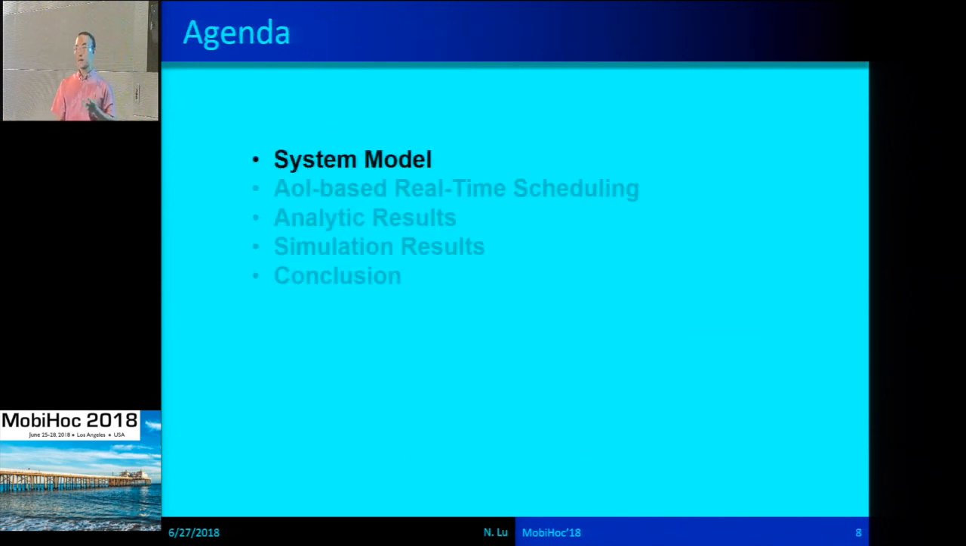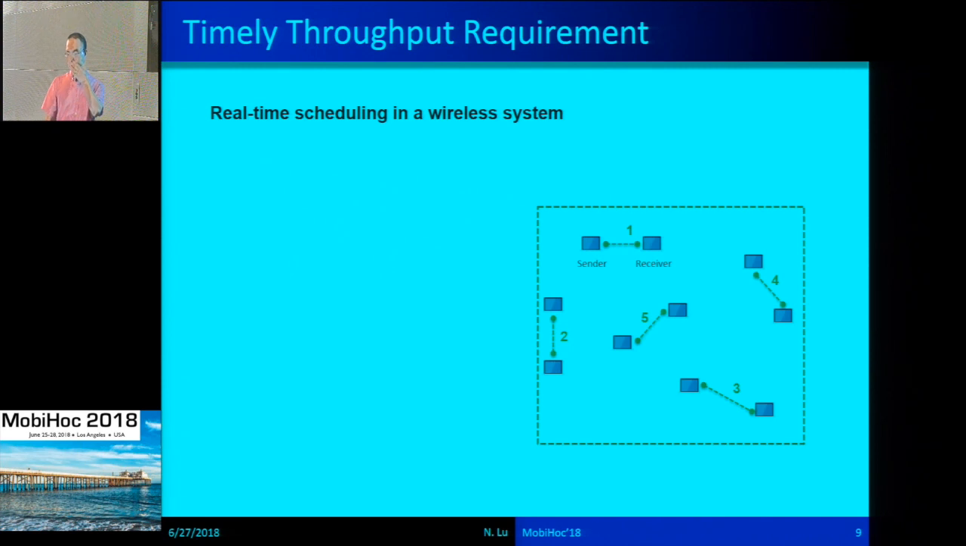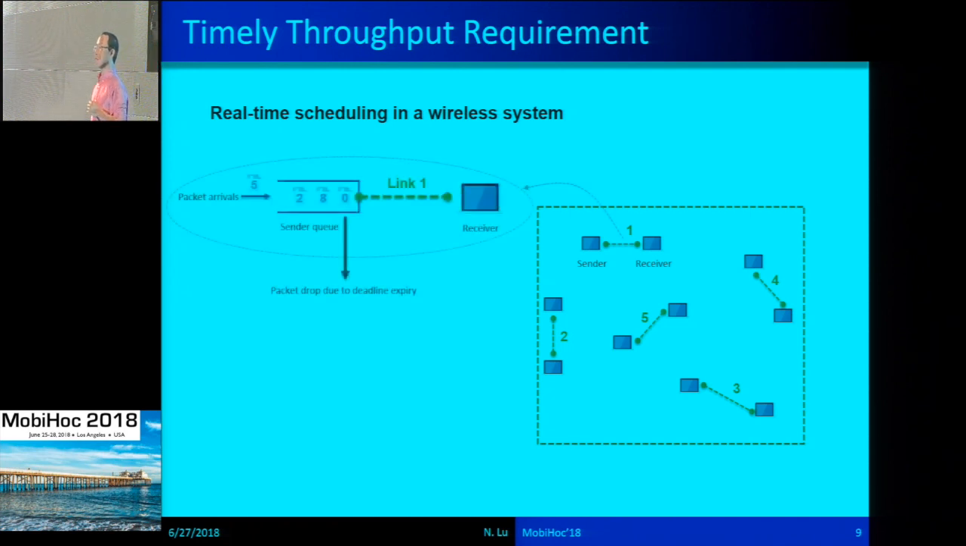Let's take a look at the system model. The real-time scheduling problem is formulated this way. We have a network of a bunch of single-hop links, and each link has a sender and a receiver.